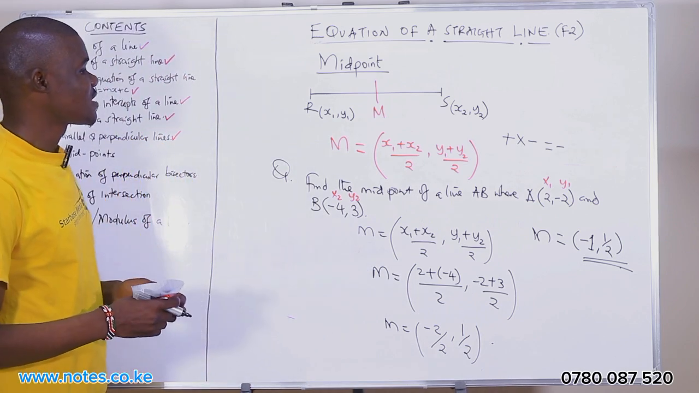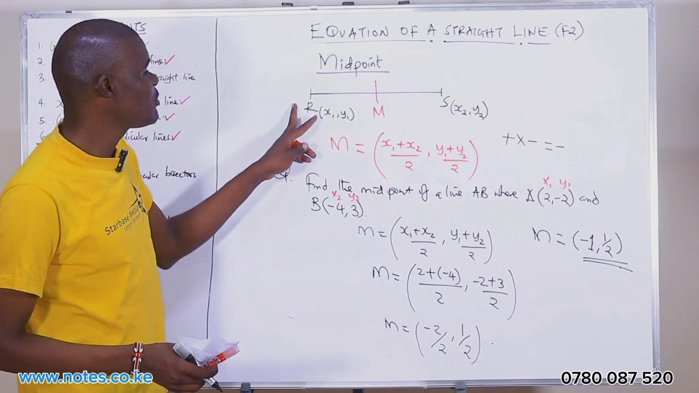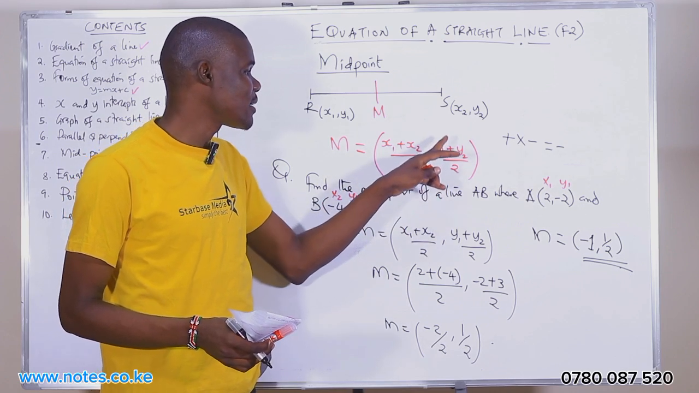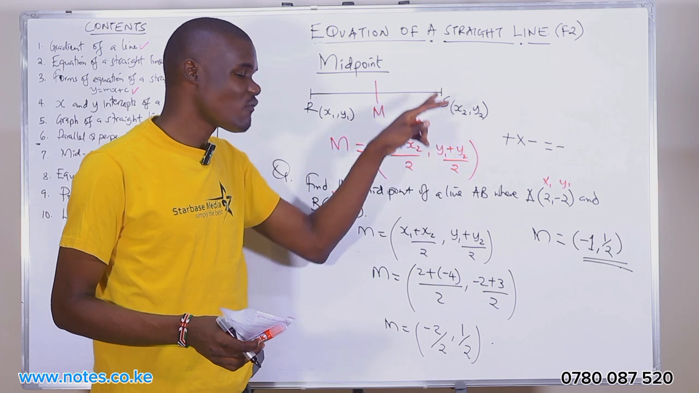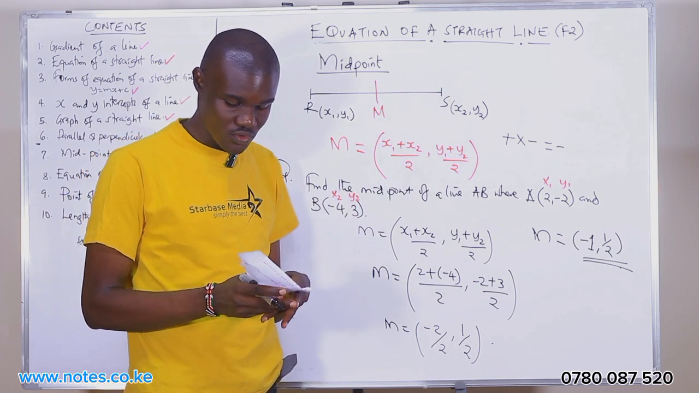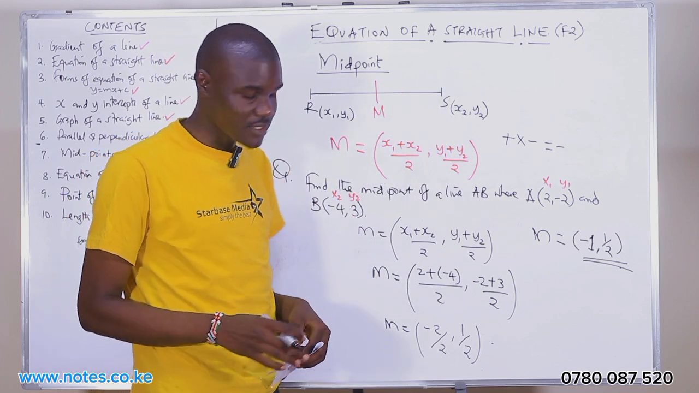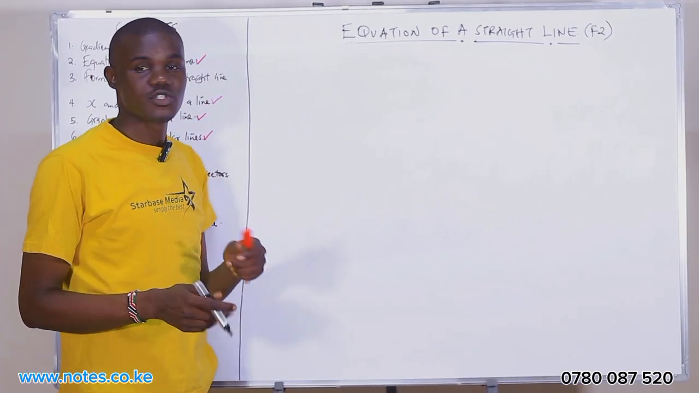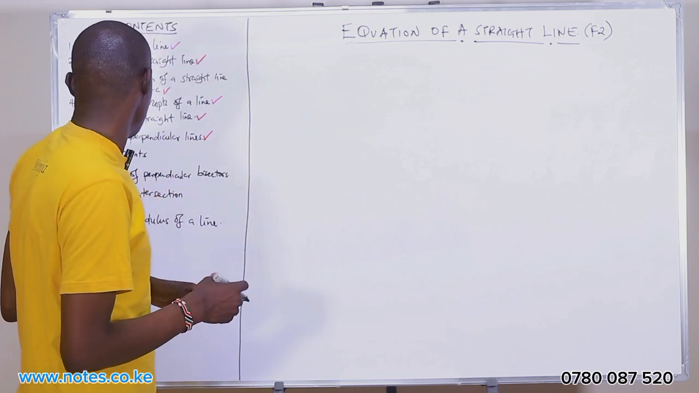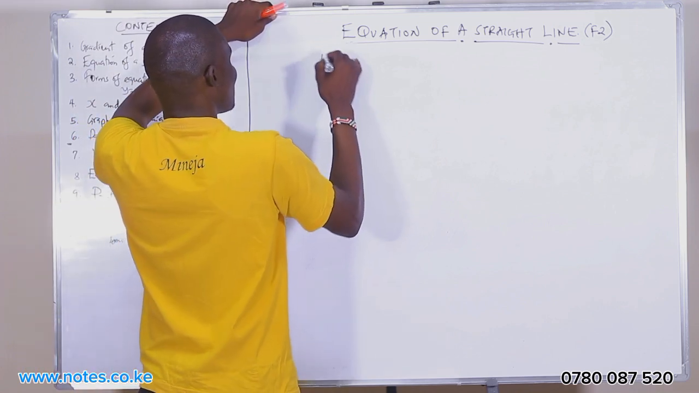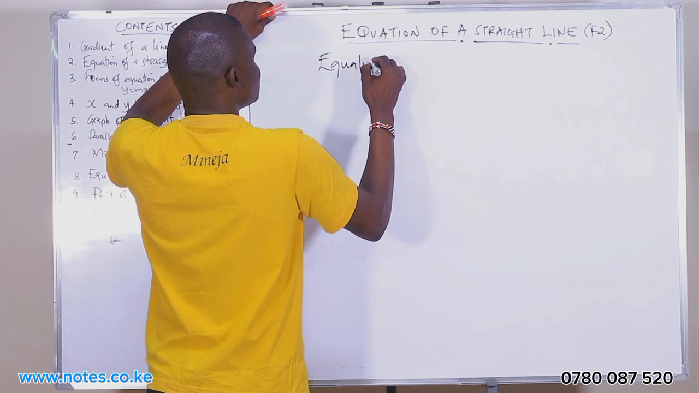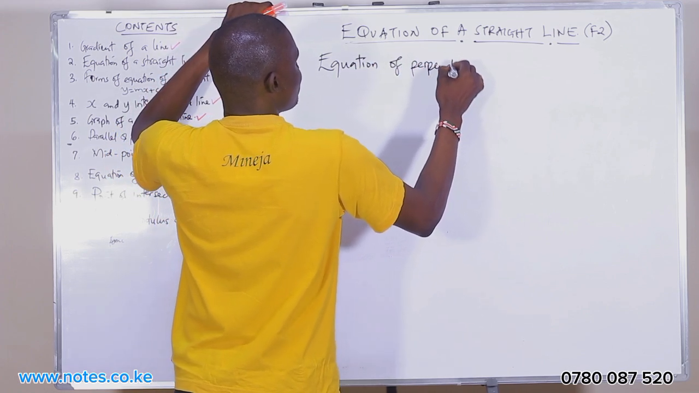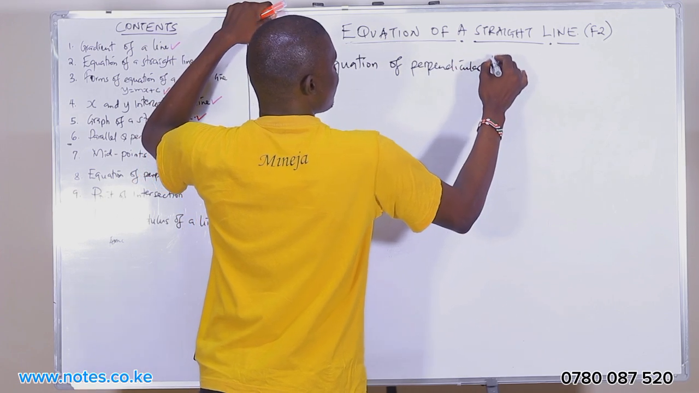So whenever you are tasked with a question to get the midpoint, the formula is this: x1 plus x2 over 2, comma, y1 plus y2 over 2. That is what you are going to do in order to get the midpoint. Yeah, so we move swiftly to the next aspect of equation of a straight line, and that is the equation of perpendicular bisector.